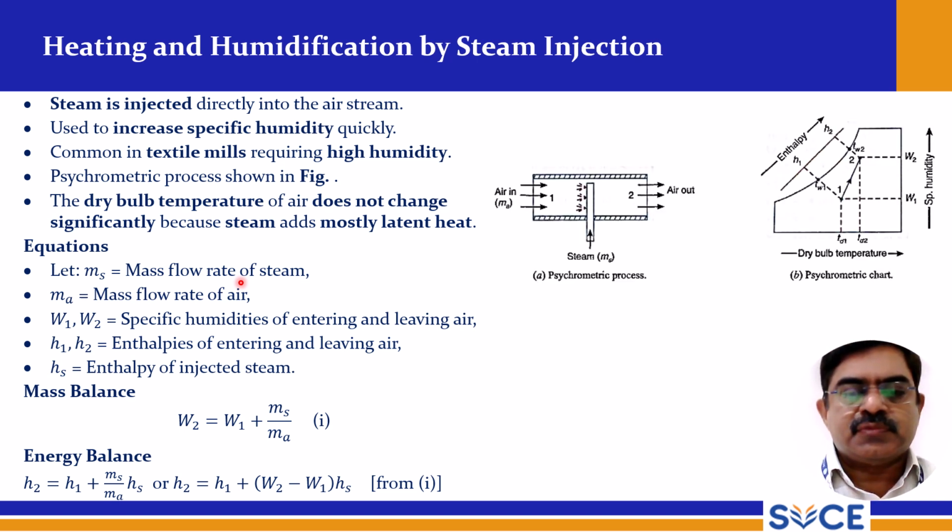So this is the diagram. The air is entering here and going out of this chamber, and steam is injected here. This is ms, this is ma, and this is the air out. For this 1 to 2 process, there is only latent heat instead of sensible heat. So here the specific humidity ranges from W1 to W2.